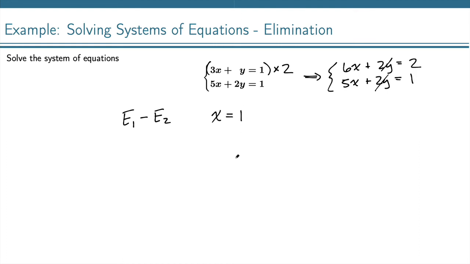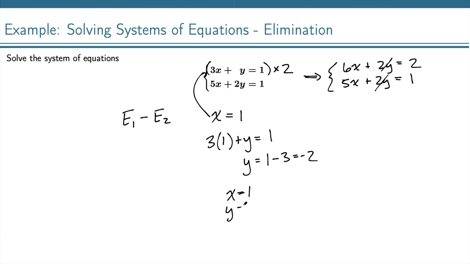which is of course just 1. So now we have that x equals 1, and we can plug that into either one of these equations. I'm going to go ahead and just plug it into the first equation. We have 3x, so 3 times 1, plus y equals 1. And then solve for y. We get y equals 1 minus 3, which is negative 2. So our solution is x equals 1 and y equals negative 2. Or as an ordered pair, (1, -2).